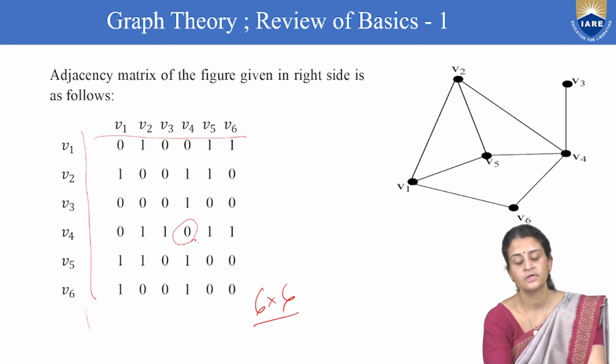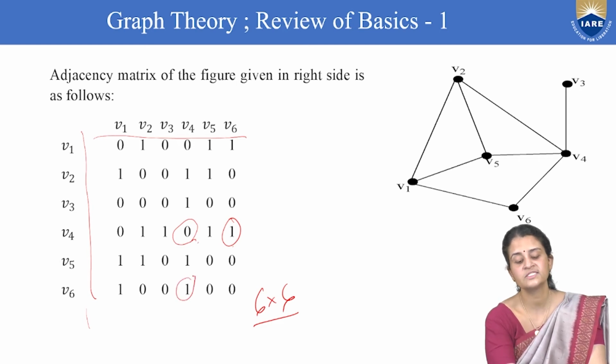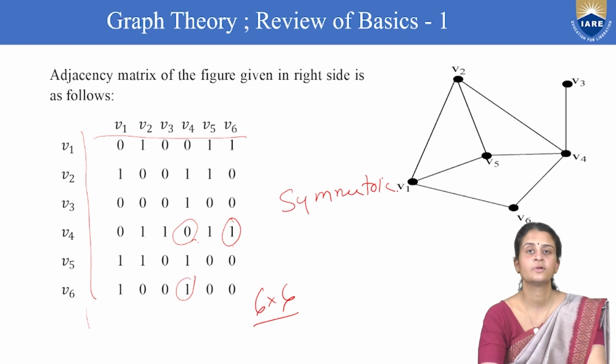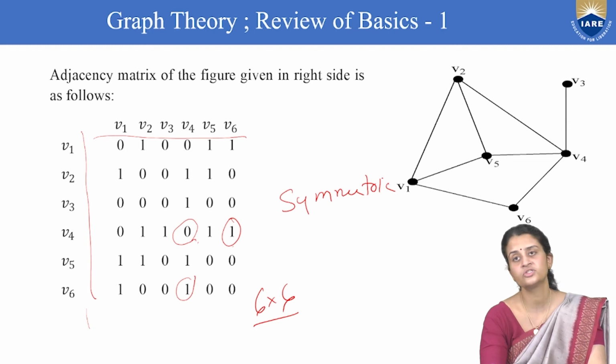Now V4. Is V4 adjacent to V4? No, so we put 0. V4 and V6: V4 is adjacent to V6, so we put 1 there. And V6, V4? That is also adjacent, so we put 1 here. Now we can see that this is a symmetric matrix. The number of ones in each row, or each column, corresponds to the degree of the corresponding vertex.